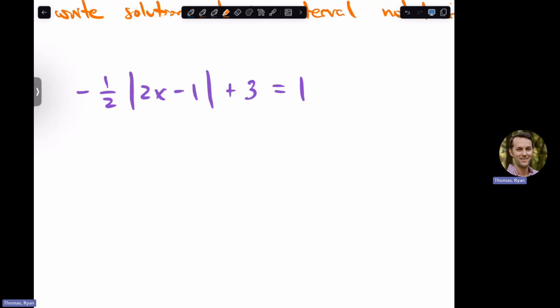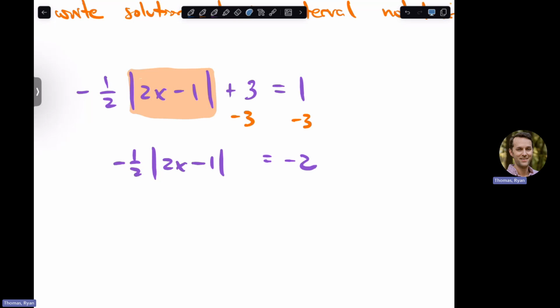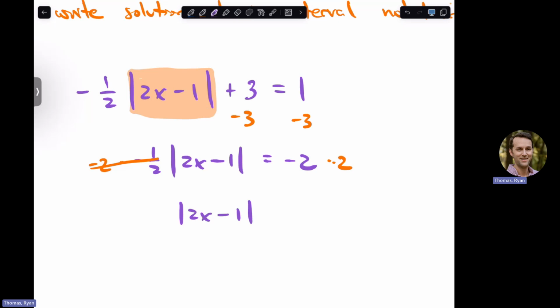Yeah, we've got this absolute value expression in here that we're going to have to deal with at some point, but not yet. It's going to be easier to interpret what this thing does and what it tells us if we get it by itself first. So I'm going to start by subtracting 3. And then what else? Divide by -1/2 or multiply by -2 to get rid of that. So the absolute value of 2x minus 1 is equal to 4.